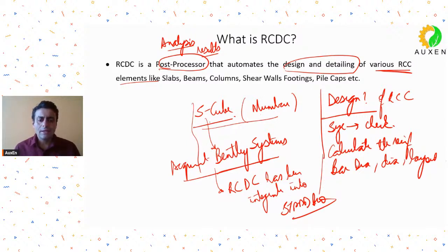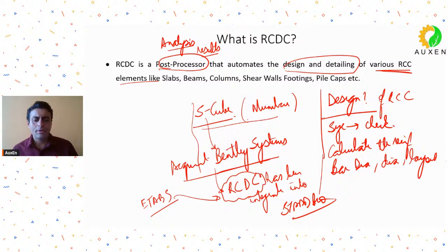Having said that, RCDC, even though it has been acquired by Bentley, can still do the design and detailing for ETABS also. So it still has the capability to do the design work for ETABS. Of course, with STAAD it has a complete integration, but for ETABS also it can do the design and detailing part. Okay, so which elements does it cover as of now?